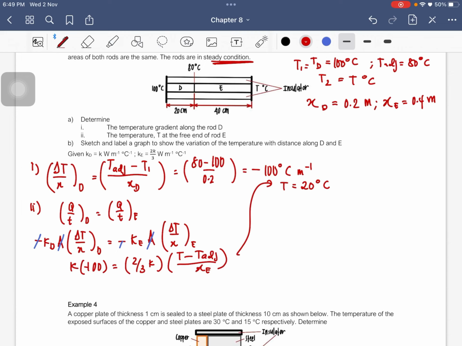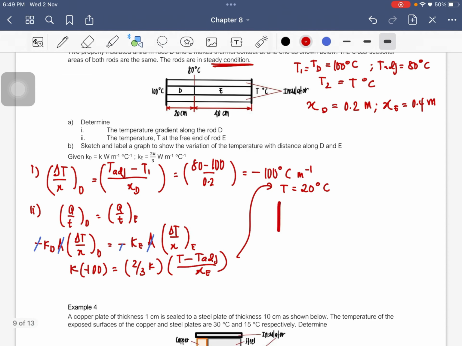Okay. Then we need to sketch and label a graph to show the variation of temperature with distance along D and E. So let's just try and draw it.